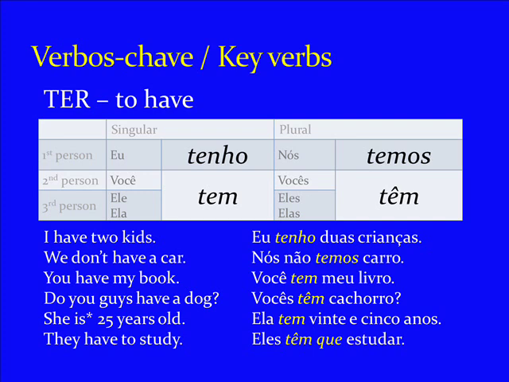Also, the verb ter is used to say what somebody has to do. Just like in English, I might say, they have to study, right? Using the conjugated have as an auxiliary verb with another verb. Eles têm que estudar.